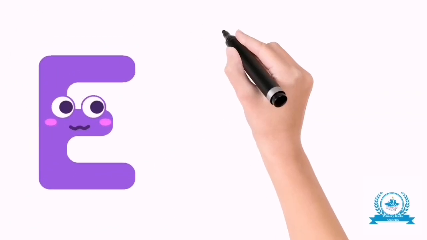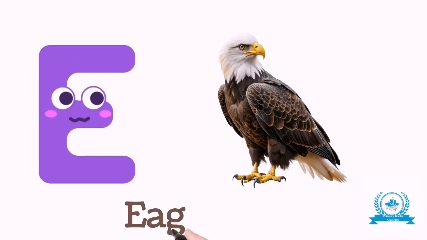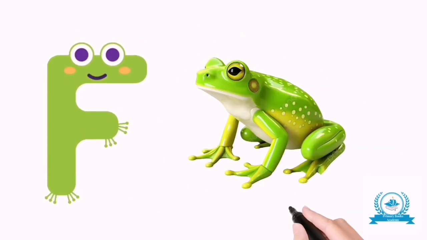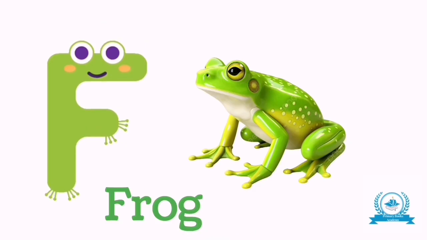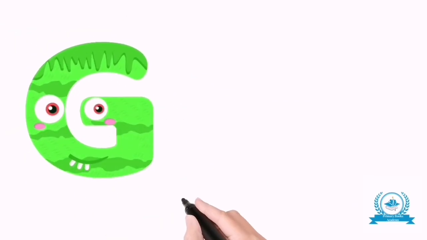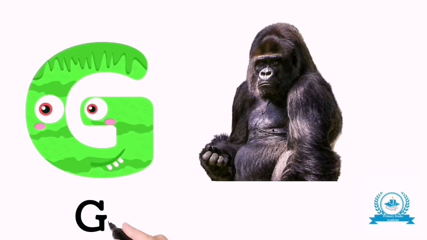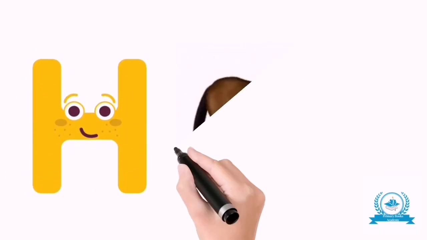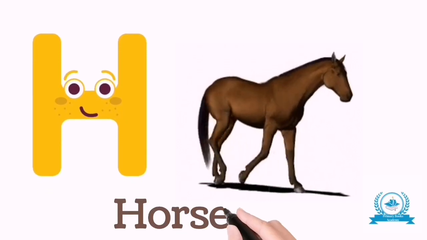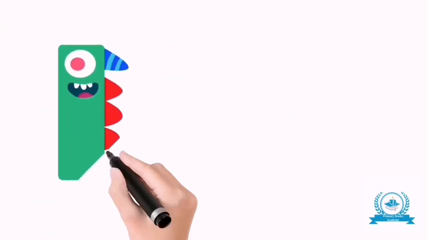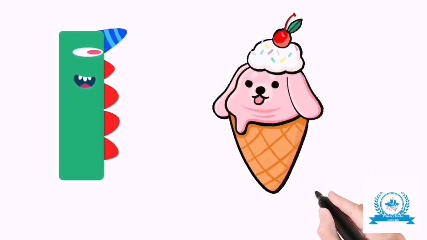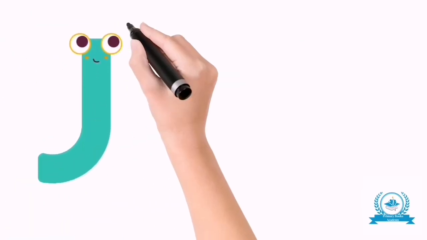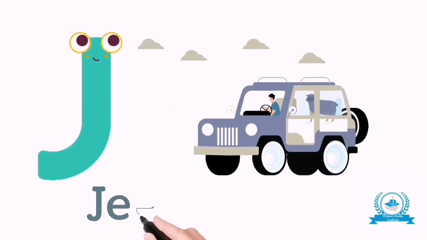E for eagle. F for frog. G for gorilla. H for horse. I for ice cream. J for jeep.